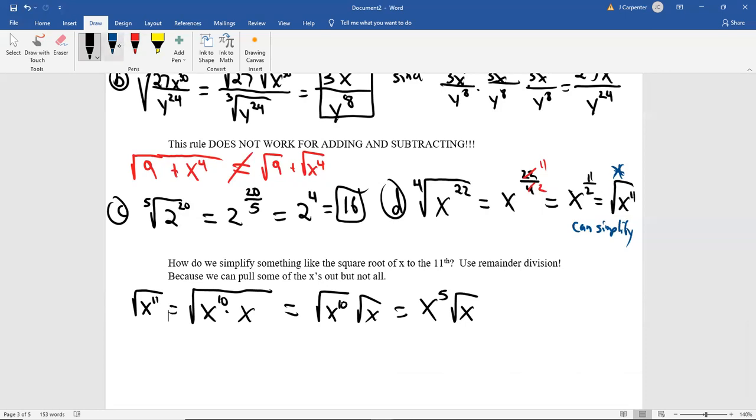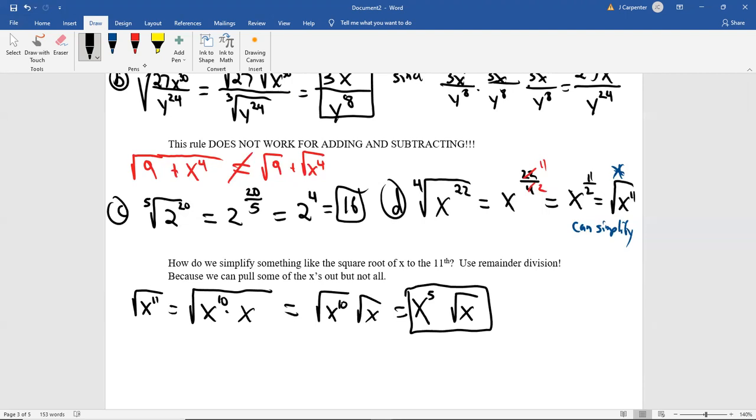Now be careful here. I want that to look like it's the 5th root. That's x to the 5th times the square root of x. This 5 is not the index here. So as long as the power inside is bigger than or equal to the index, you can always pull at least some of these out.